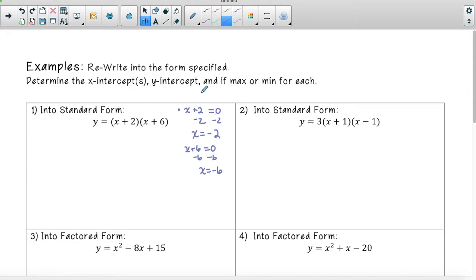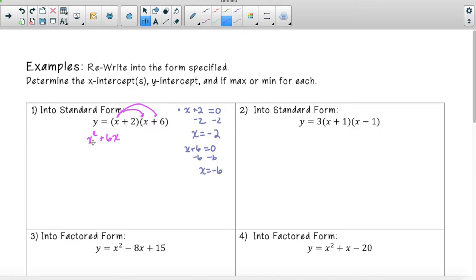Next, because we need to find our y-intercept, we need to put this into standard form to find our constant. So we take our factors and we distribute them into each other. So we take all of this first factor and multiply it into our second factor. So we take our x and multiply it to our x and to our positive 6. X times x is x squared, and x times positive 6 is positive 6x.